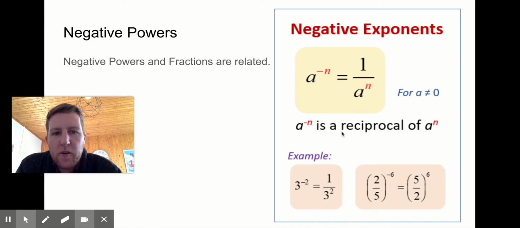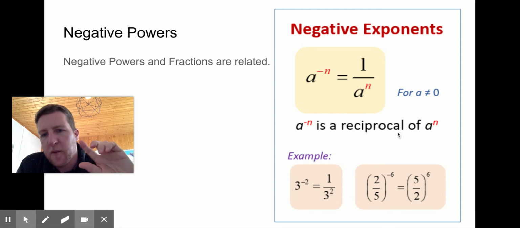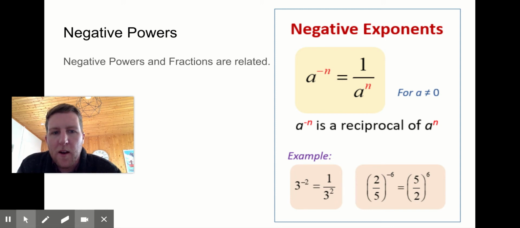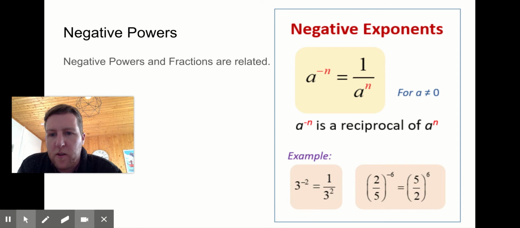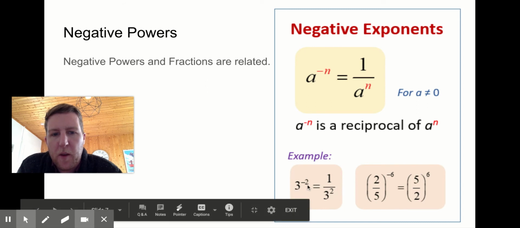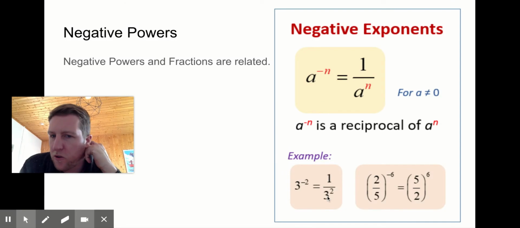Another word we use for this is called a reciprocal. Reciprocal kind of means opposite. So in math terms, it means to put into a fraction like this. So, for example, 3 to the power of negative 2 is 1 over 3 to the power of 2. 3 to the power of 2 is 9, so 3 to the power of negative 2 is equal to 1 over 9. Those are the same thing. This is just a rule we need to remember when it comes to negative powers.